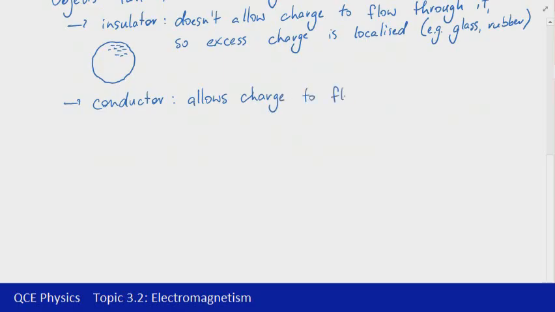And as a result, that means that the charge can be pushed apart. Excess charge will be distributed across its surface. And the reason why it's across the surface is that it's going to be pushed as far apart as possible.